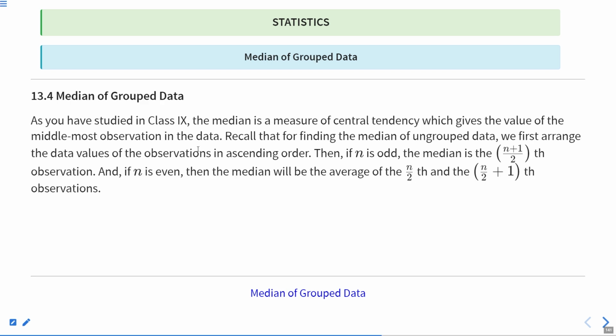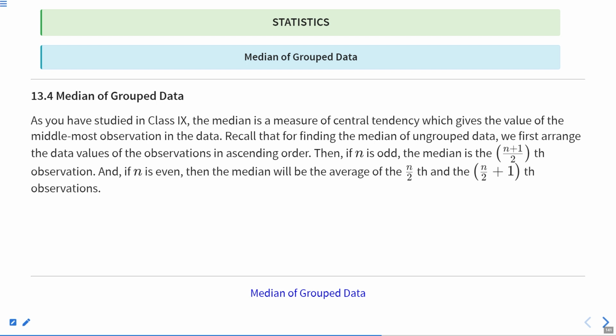So now here we discuss the median of grouped data. As you have studied in class 9, the median is a measure of central tendency which gives the value of the middle-most observation in the data. Recall finding the median of ungrouped data that we discussed in class 9.